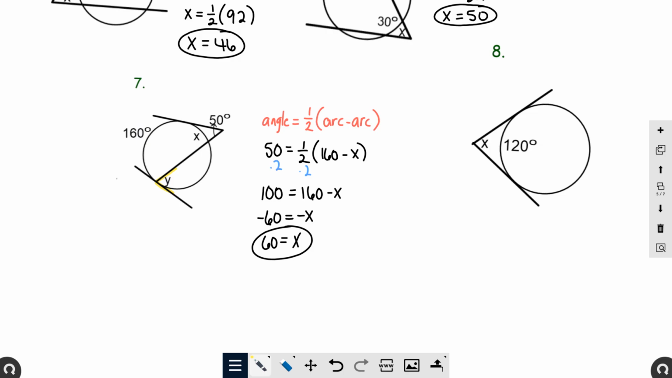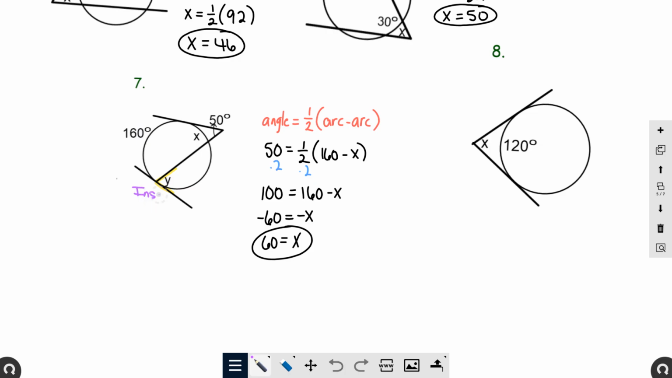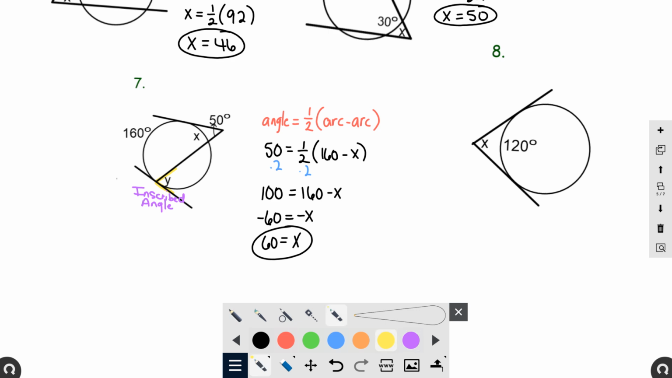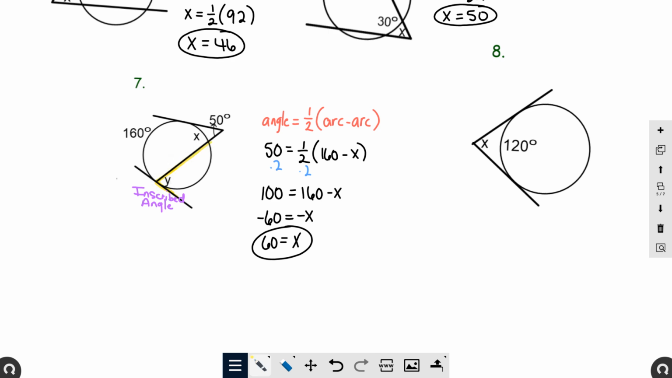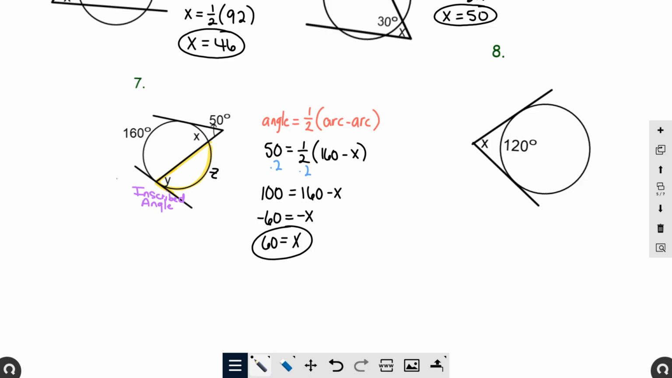The angle is half the arc, because this now is not just our regular old angle. This is now an inscribed angle. That angle y is an inscribed angle, so it is going to be half the arc. Now, it's going to be half the arc that it intersects. So if I were to trace this out, it intersects this arc right here. Do I know the value of this arc? Nope. Let's put a variable on it. Let's call it z, because we can find what z is.